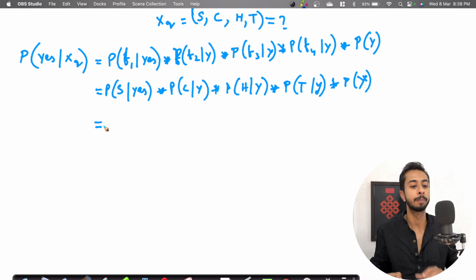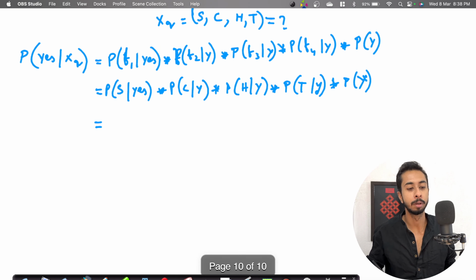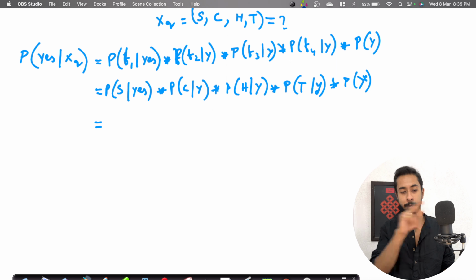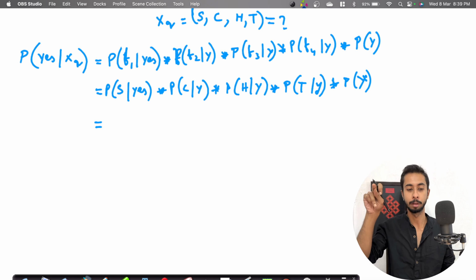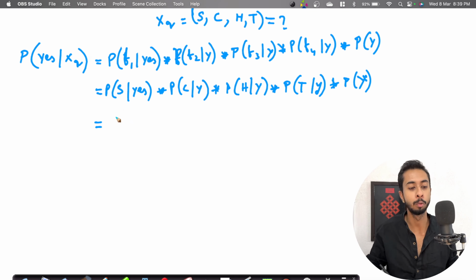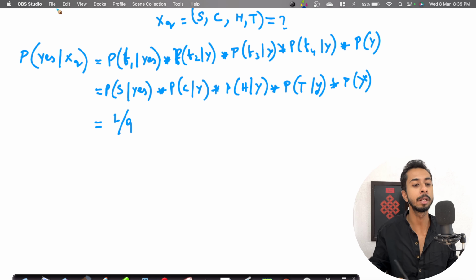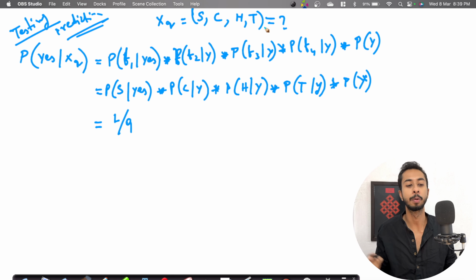Now find out the values. I made it easy for you. So what are the values? Look at the tables. Look at the first table. Probability of sunny given yes, look at the row. Probability of sunny and yes is 2 by 9. So just write here 2 by 9. This is what we have already stored in the training phase. Now this is the testing phase, remember, the prediction phase. We are given a new point and we are predicting now, using what we have stored in the training phase.